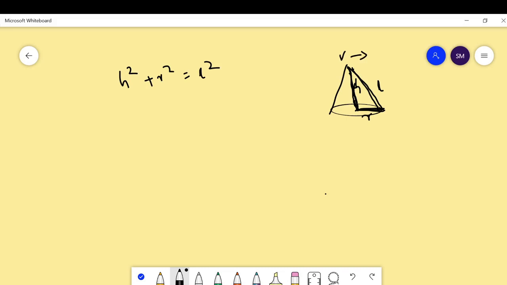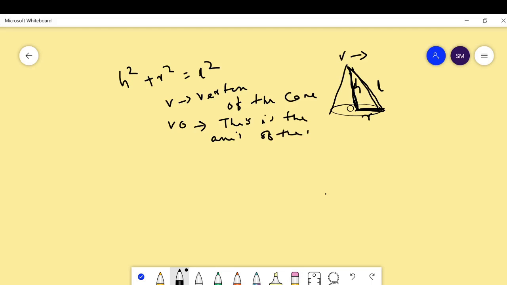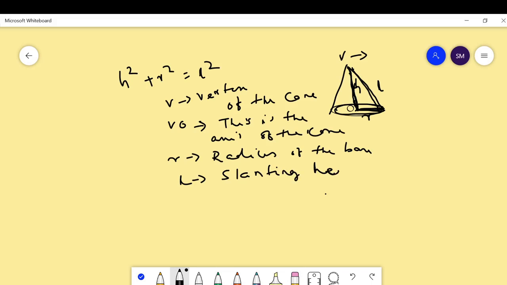Here B is called the vertex of the cone, and suppose this is the center of the circle O. BO is the axis of the cone, or height of the cone, or perpendicular height of the cone, and this is the base of the cone. r is the radius of the base and L is called the slanting height.